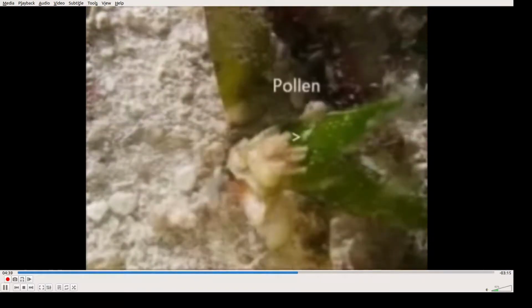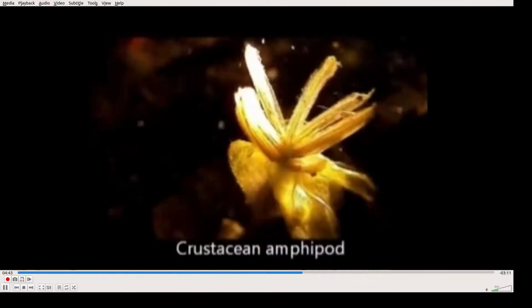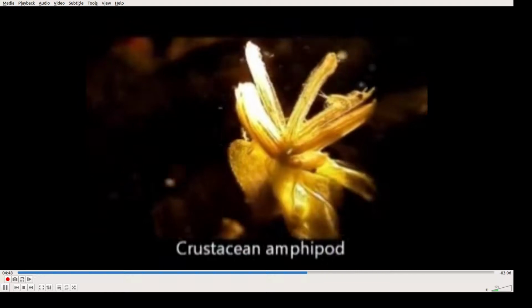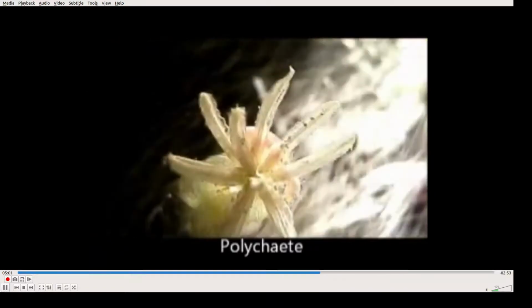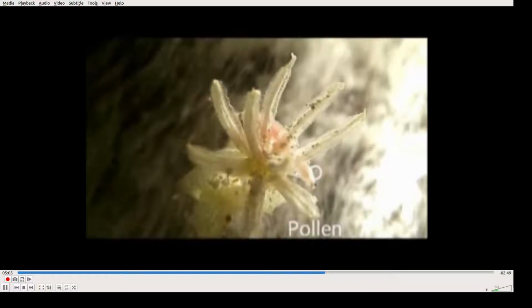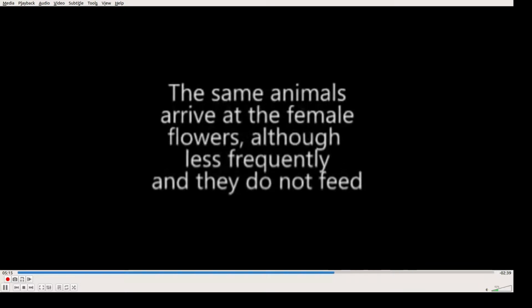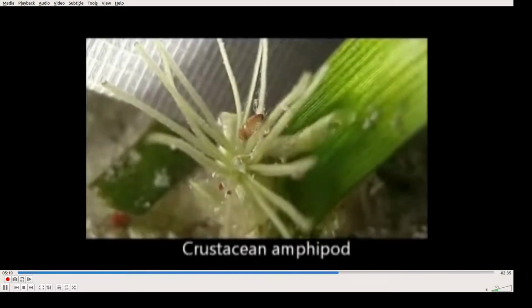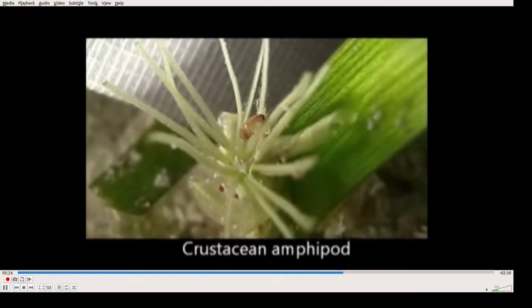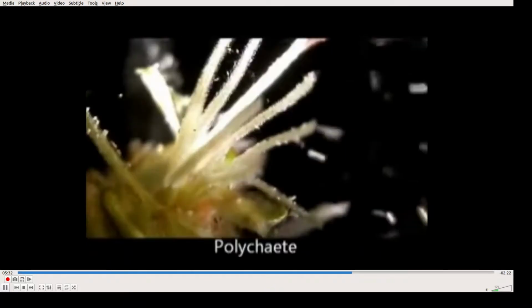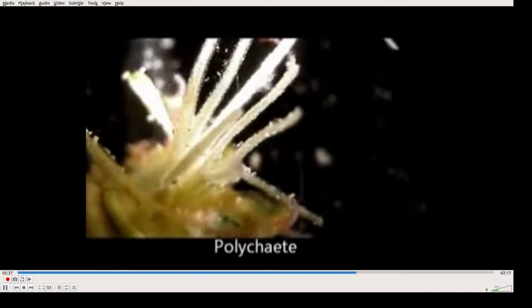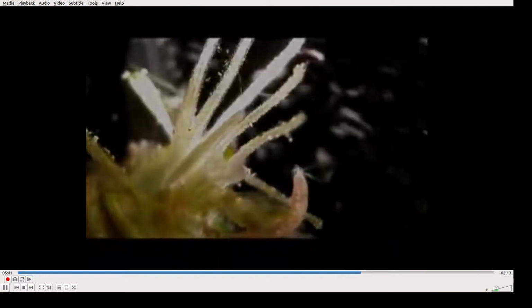Oops. There's the pollen. That's sticky mucilage. Looks like it's attached to the legs of one of these. Looks like an amphipod to me. So the female flowers don't produce any mucilage, so they're not really attracting the animals. So they might just arrive there by chance, and it's possible they could fertilize, transferring pollen to the female receptive surfaces, the stigma.